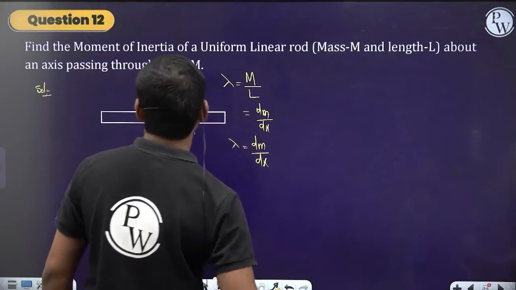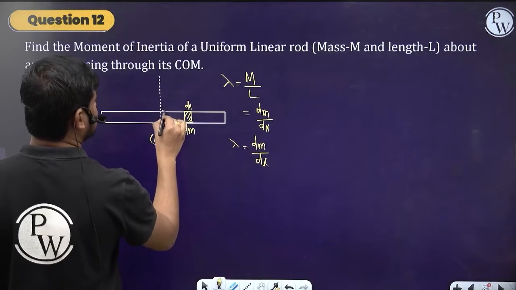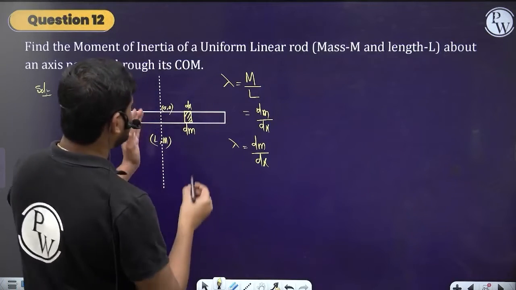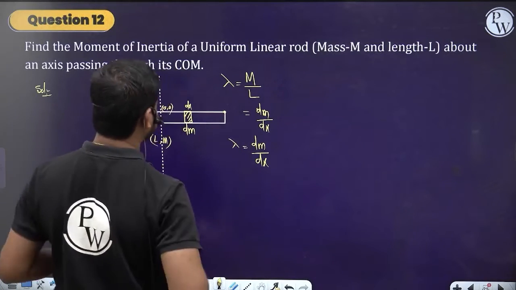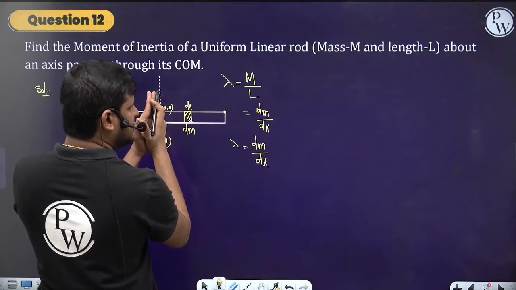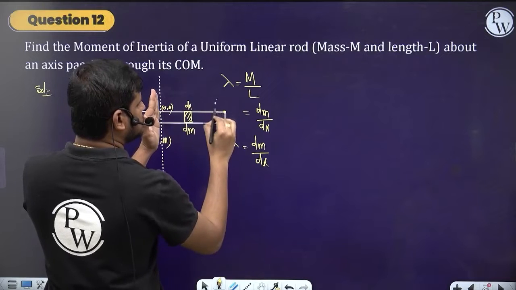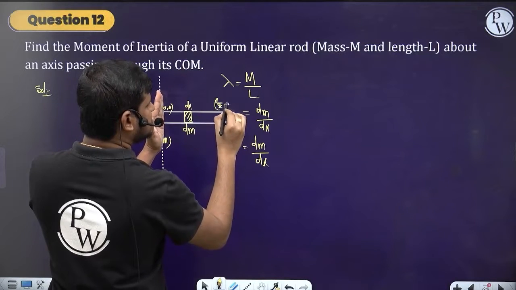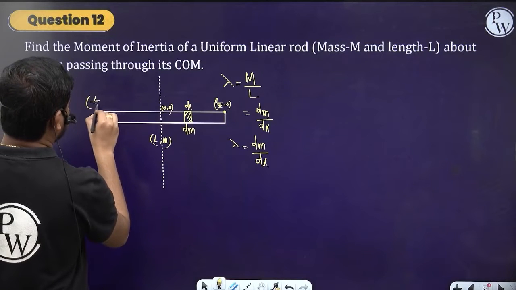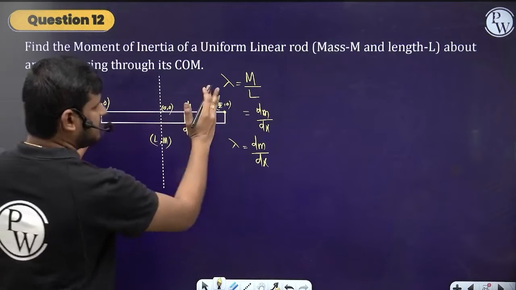So now, this is the origin I am considering, and about this axis I need the moment of inertia. What will be the coordinates of this end, guys? The total length is L. You consider the center of mass as the origin. So this side it will be L by 2 comma 0, yes or no? Then this side it will be minus L by 2 comma 0, because of the total length we required. Yes or no?